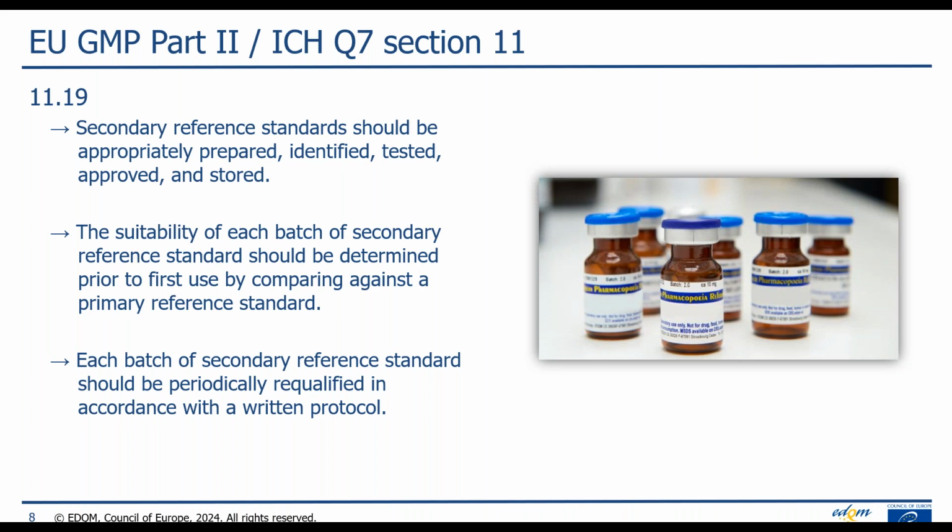Okay, then the next section, 11.19, talks about secondary reference standards. Again, the requirements here are that they should be appropriately prepared, identified, tested, approved, and stored. The suitability of each batch of secondary reference standard should be determined prior to use by comparing against a primary reference standard. And also each batch of secondary reference standard must be periodically requalified in accordance with a written protocol.